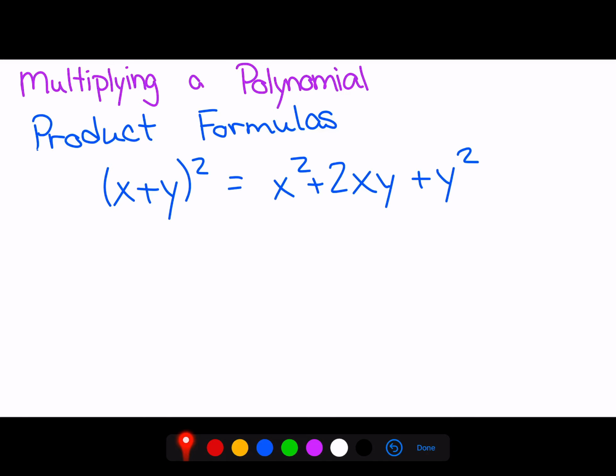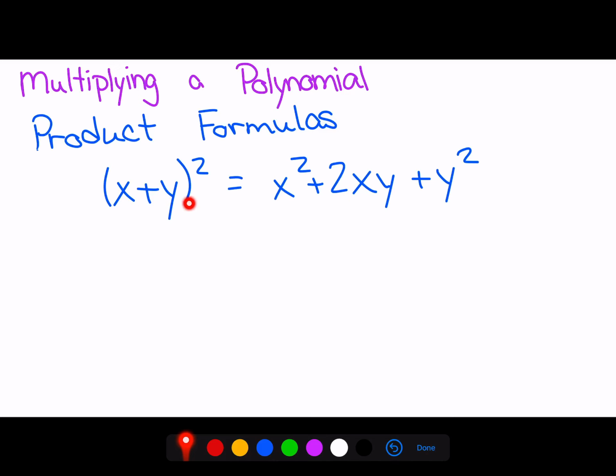So the product formula says if I have x plus y squared, then this turns into x squared plus 2xy plus y squared. So I take my first term and I square it. Then I add 2xy. So I multiply 2 times these 2 terms multiplied by each other.